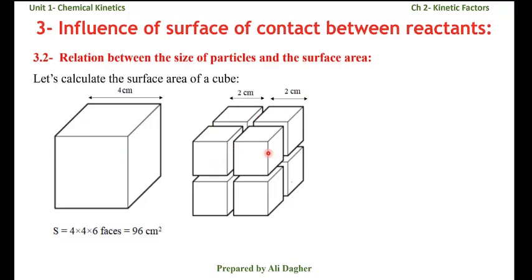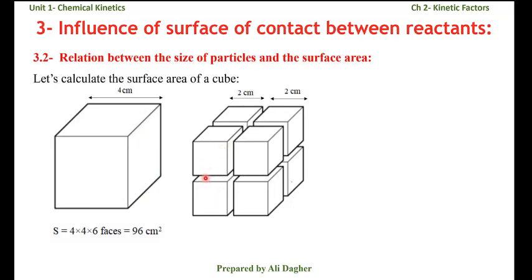Same amount, but the surface for the bigger cube or one piece, surface equals the surface of one face, which is side times side, 4 times 4, times the number of faces, which is 6, then equals 96 centimeters square. This is the total surface of the first cube.